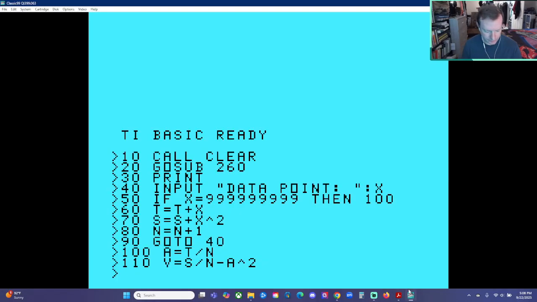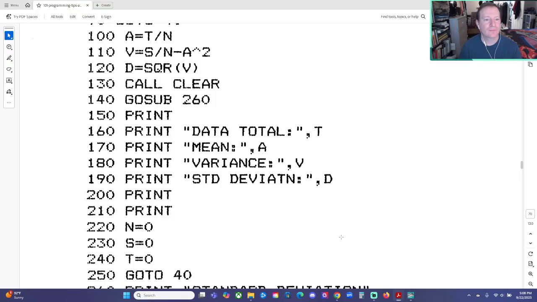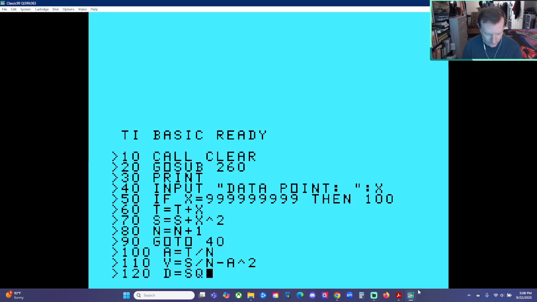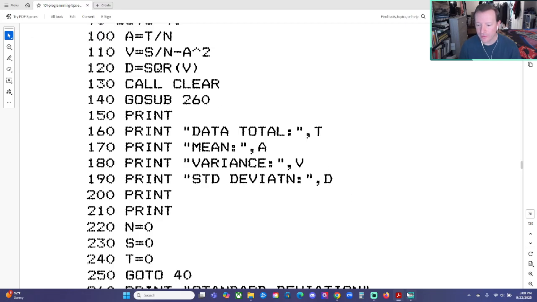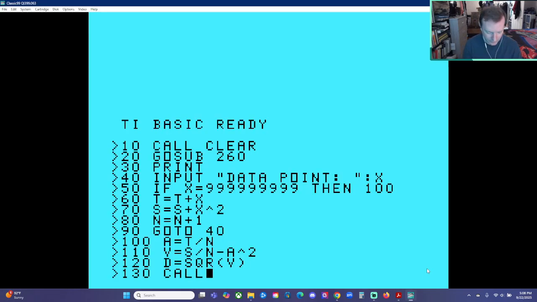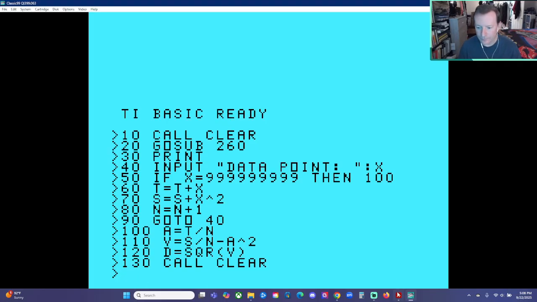120, D equals square root of V. This is the first program in this book that uses powers, or exponents, and also uses square root, interestingly enough. 130, call clear. 140, gosub 260.